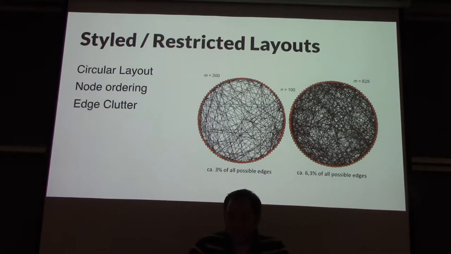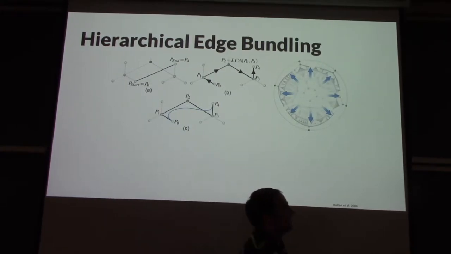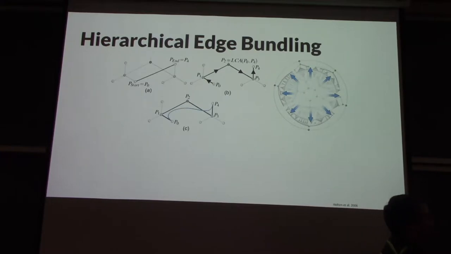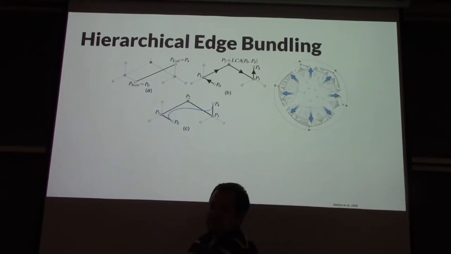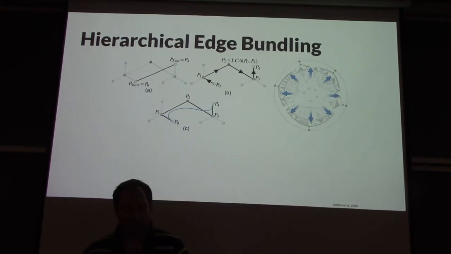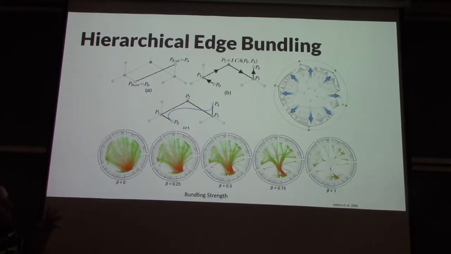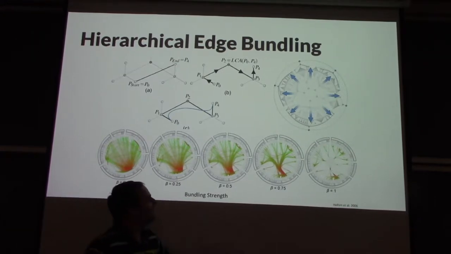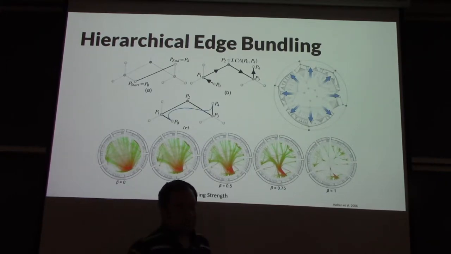Styled restricted layouts have the problem of edge cluttering, and one approach that we talked about to address this is hierarchical edge bundling or force-directed edge bundling. In the case of hierarchical edge bundling, we use some structure of the nodes that are related to each other to route the edges along highways and therefore show connections in a better way. We have this beta factor here that defines the bundling strength from 0 to 1. Probably somewhere in the middle is a good compromise. Where exactly always depends on your data set.